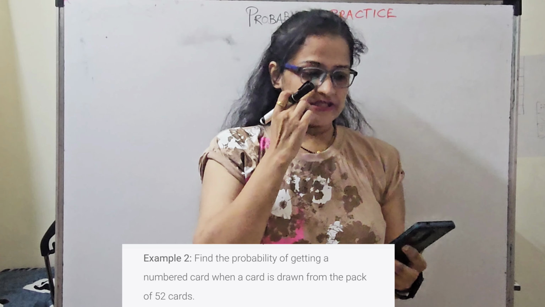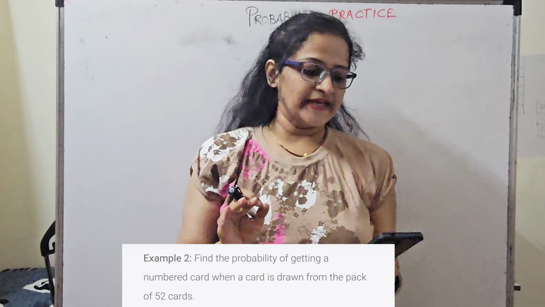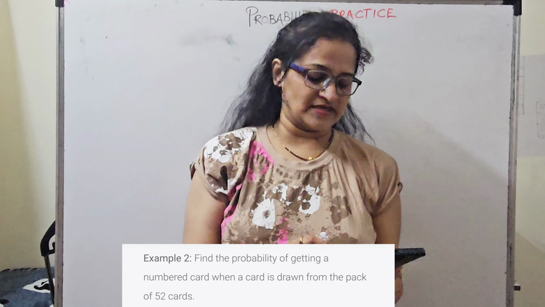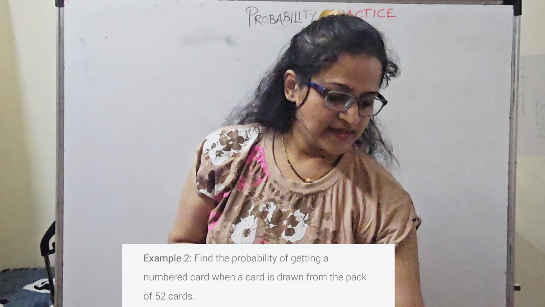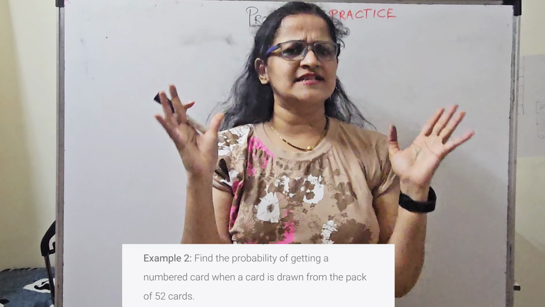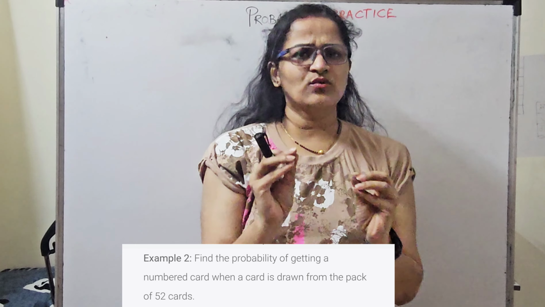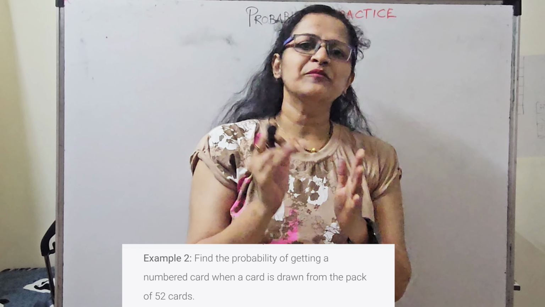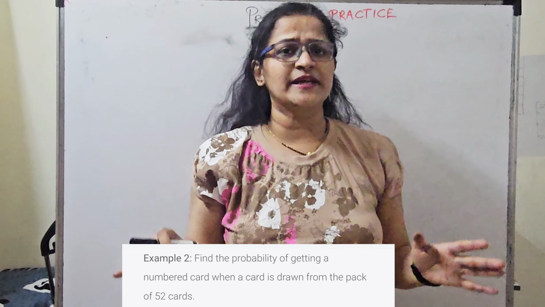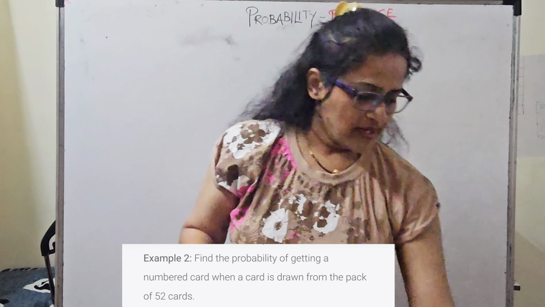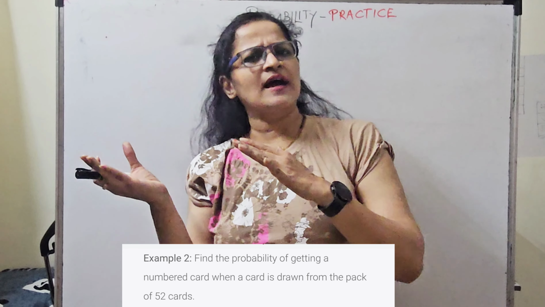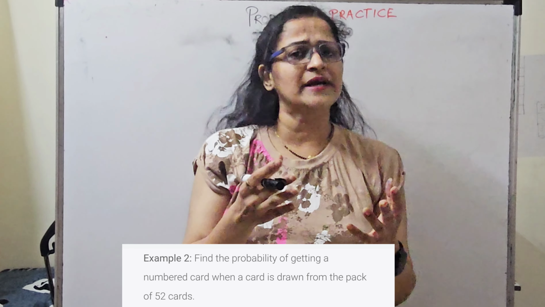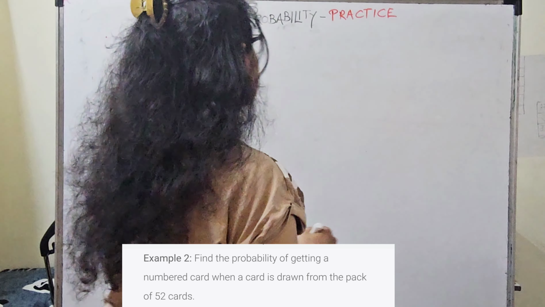The second question is: find the probability of getting a numbered card when a card is drawn from a pack of 52 cards. Now, you must be aware of the cards basically. That's the prerequisite to solve such card-related examples. I am going to upload another video in which I will explain the cards in detail. But for now you must know about suits or types of cards, honor cards, and numbered cards. So I'll just quickly give you that overview here.